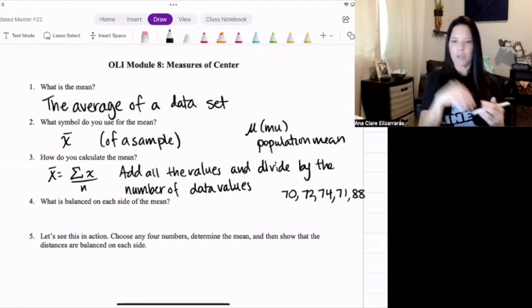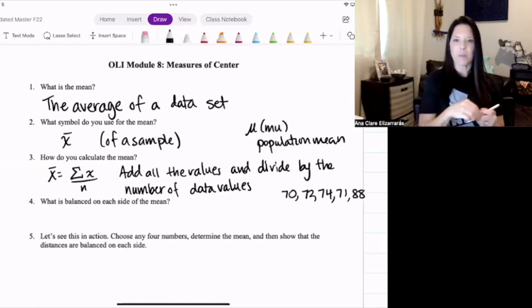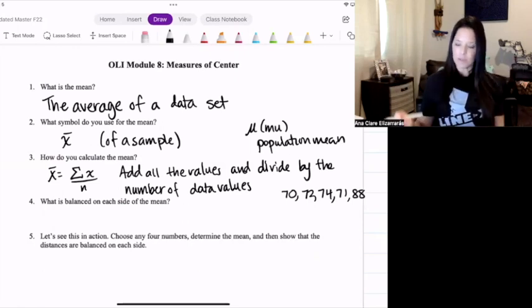If, in my calculator, I did 70 plus 72 plus 74 plus 71 plus 88 divided by 5, my calculator is going to divide 88 by 5 first and then add all of those other numbers. The order of operations is really important. So either get your sum first or use parentheses.